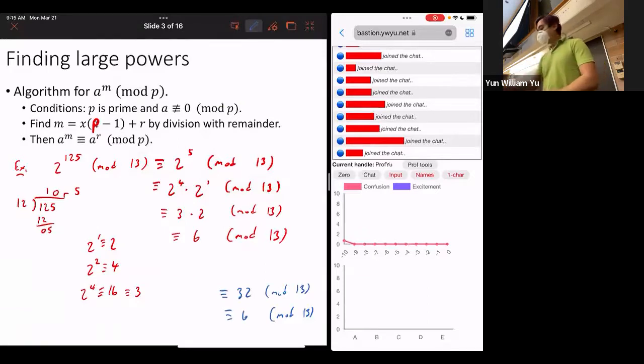Okay, so that's finding large powers. That's relatively straightforward. It turns it into a division problem if p is prime and a is not congruent to 0.